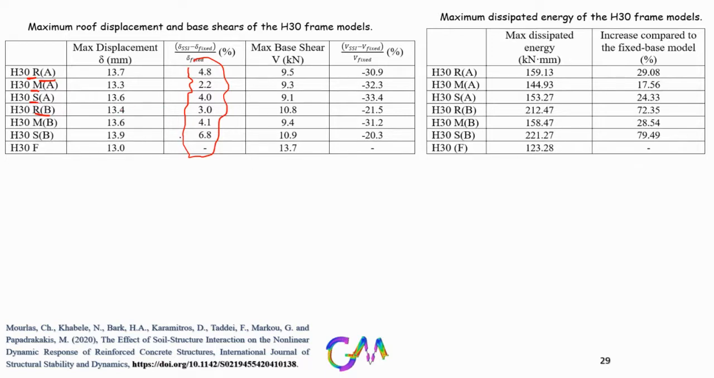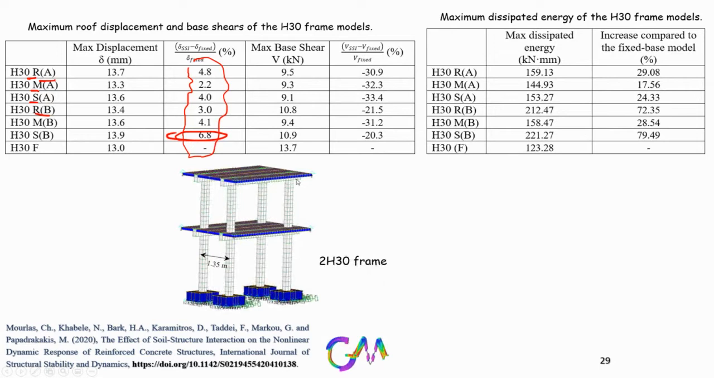And of course, as you can see, the largest deformation occurred in the case of the soft soil, as was expected. And here we see the maximum dissipated energy. Due to the soil, the dissipated energy is way larger, given the fact that the soil behaves as a big damper under our structure.